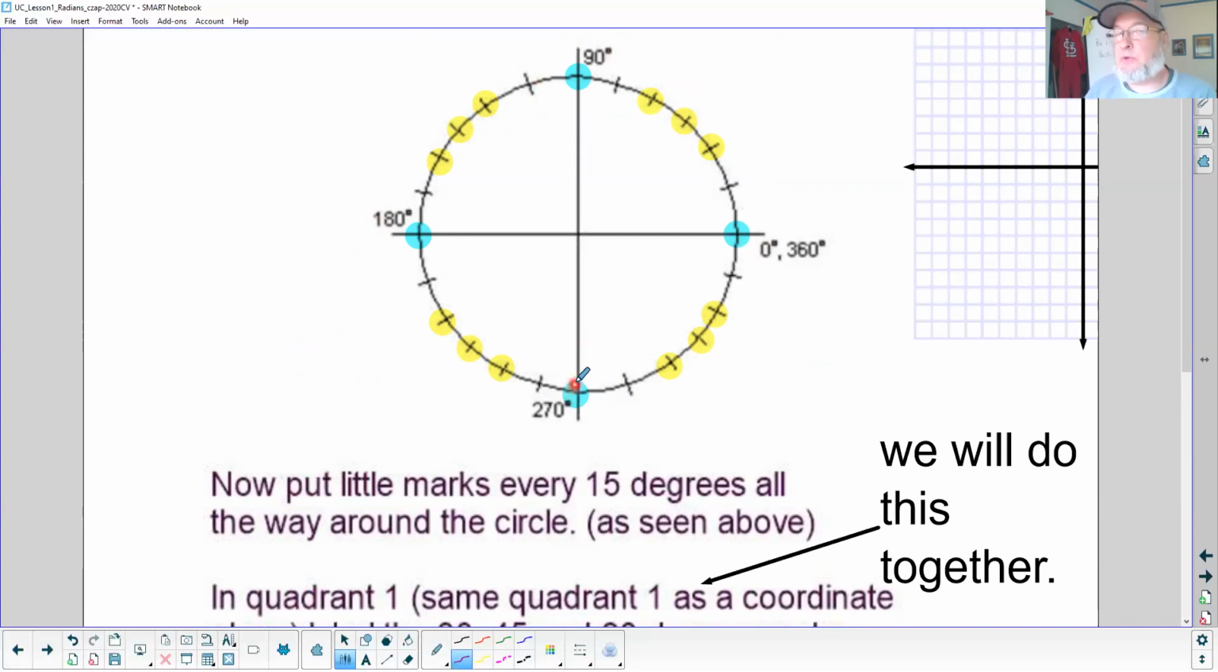Math people don't use degrees too often. We like to use something called radians, and that's the learning target today. I will be explaining that very soon. If you were in science classes, physics classes, they like to use degrees a lot. In math, we start with degrees because it's easier, but then we do like to move to radians and explain that very soon.